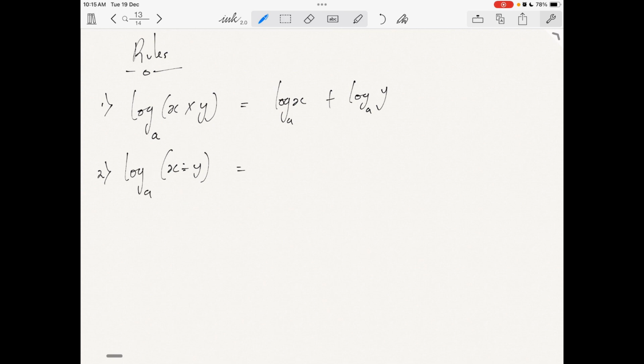Now number two, we have log of x divided by y to base a. In indices, when it was multiplying, we added, and subsequently it happens also in logarithm. When we have a multiplication, we add, and now when we have a division, we subtract. So it will give us log x base a minus log y base a.